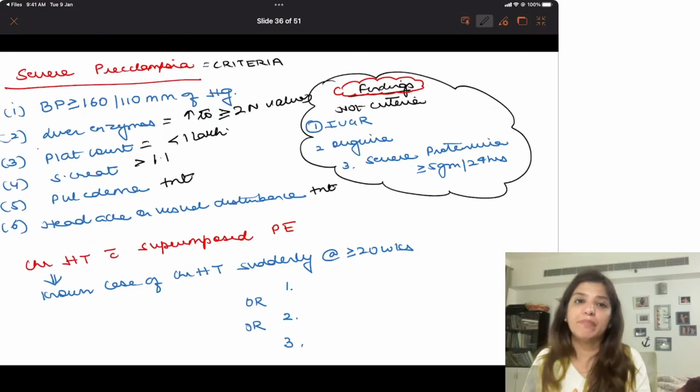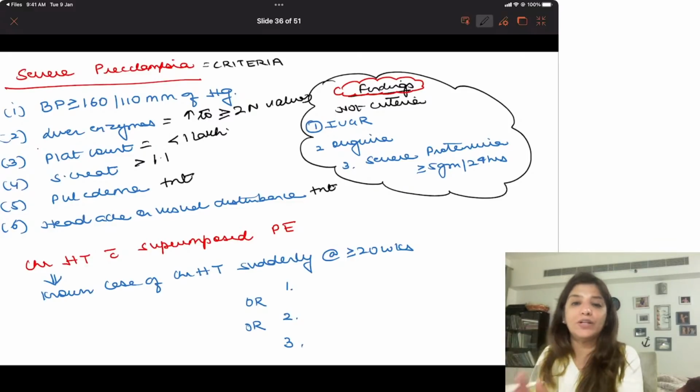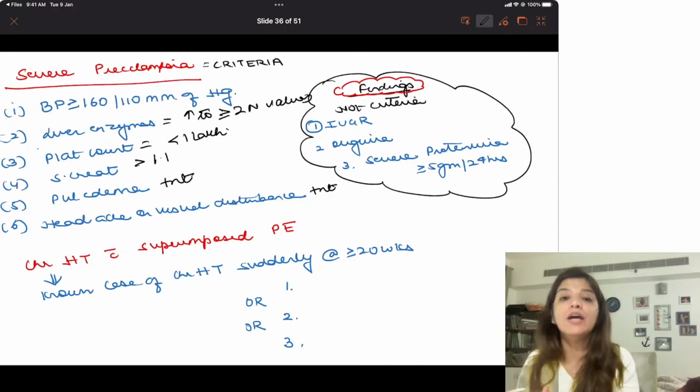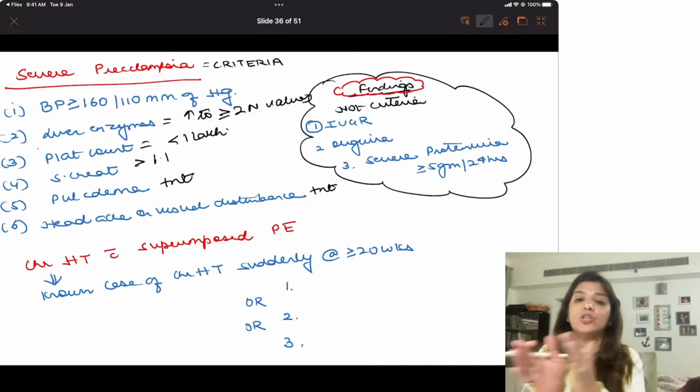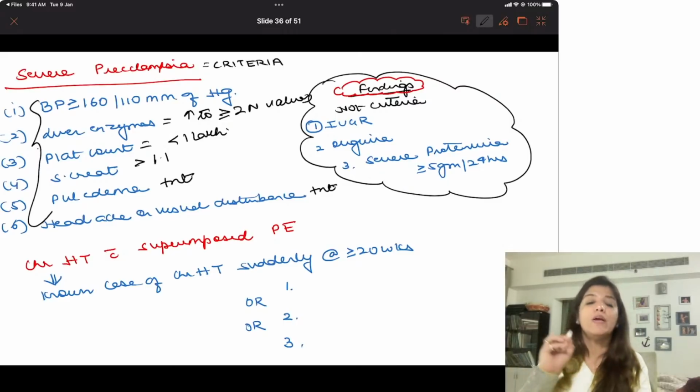Right? Please remember that IUGR, oliguria and severe proteinuria are findings in a patient of severe preeclampsia. They are not a diagnostic criteria. You do not diagnose severe preeclampsia based on IUGR. So IUGR will not tell you whether you are dealing with severe preeclampsia or mild preeclampsia. Oliguria will not tell you whether you are dealing with mild or severe preeclampsia. Severe proteinuria will not tell you whether you are dealing with mild or severe preeclampsia. These are the findings which are going to tell you that you are dealing with severe preeclampsia.